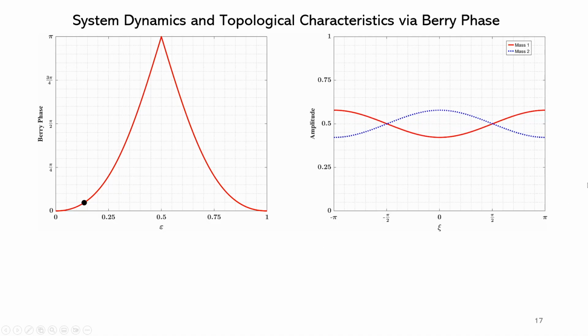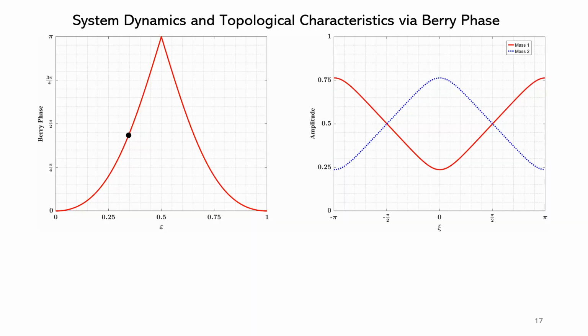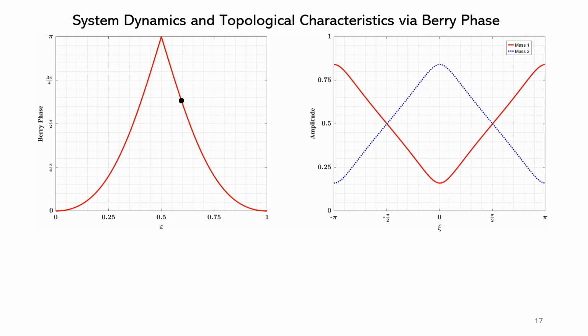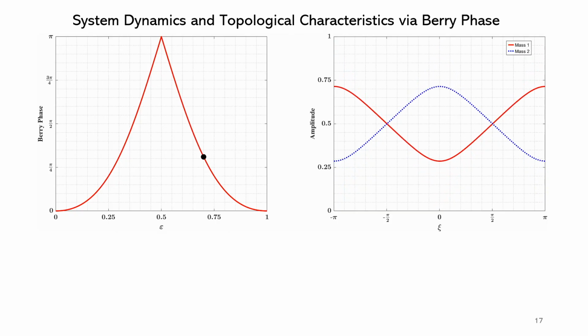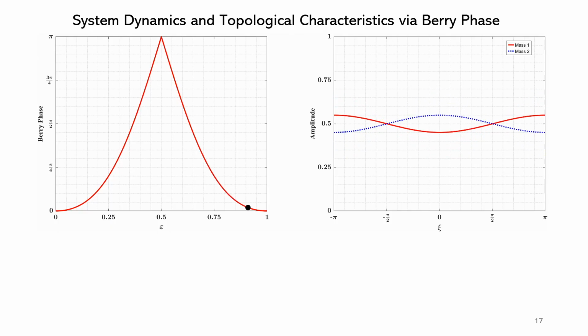But if we start to increase the Berry phase, the energy starts to localize at two of the masses. So at a Berry phase of pi, the energy is localized at each of the masses at each different position of the initial phase, the initial phase of the driver. Then again it starts to go back to zero Berry phase, and the energy distributes among both of the masses, as we can see here.